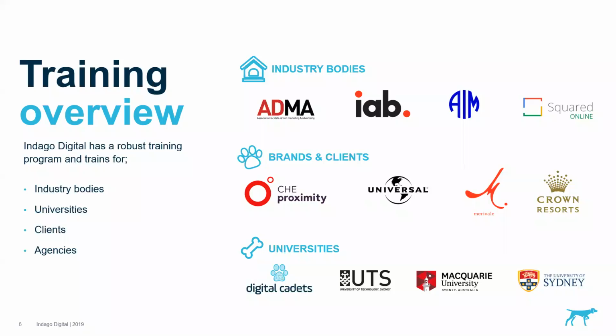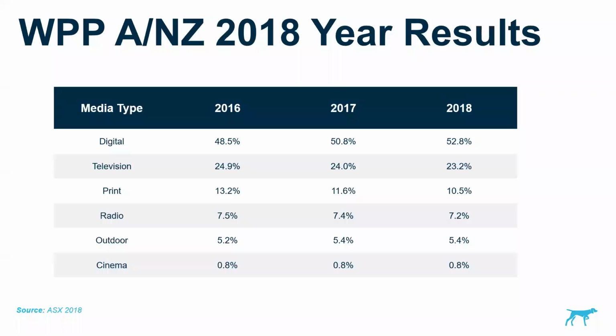But just jumping into the digital landscape. Again, I feel most people here have probably seen these slides a few times, but just to recap, digital as an advertising medium has been growing quite steadily each year, and has now broken the 50% mark in terms of Australian investment. Television's relatively steady, print's dropping back, as you'd almost expect. Radio, outdoor and cinema have stayed pretty static.